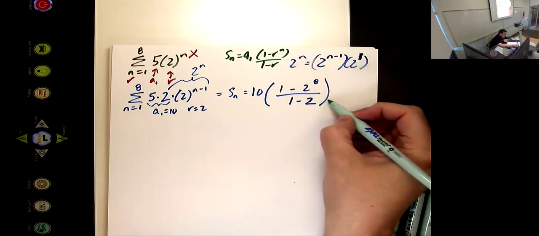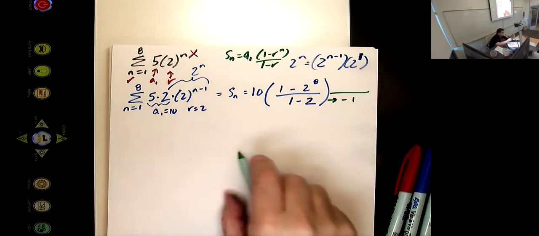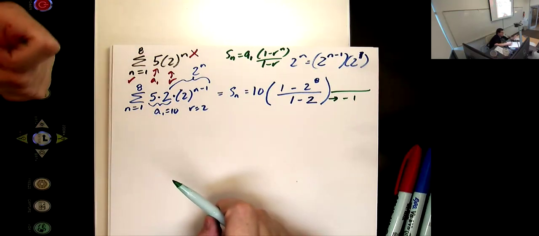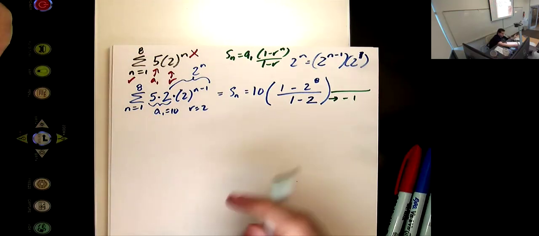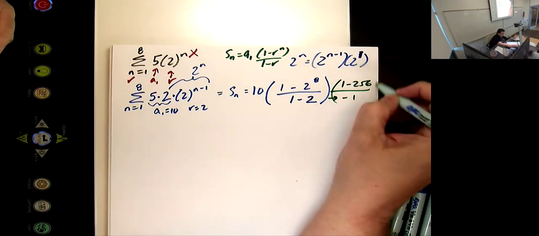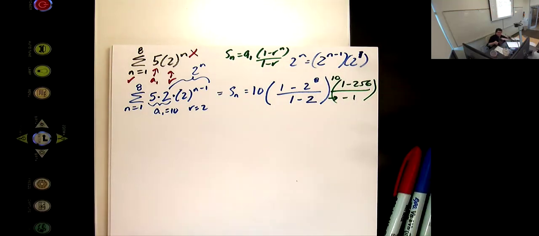Bottom is -1, that's pretty nice. Let's see, 2 to the 8th is 2, 4, 8, 16, 32, 64, 128, 256. Is that 1 minus 256 right there? And then a 10, I think.